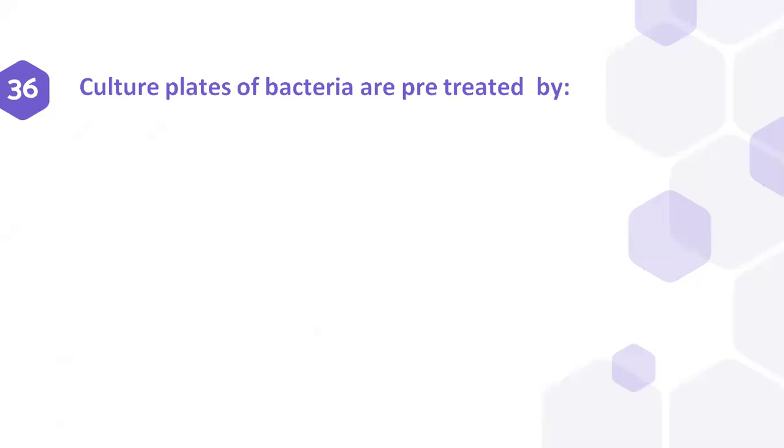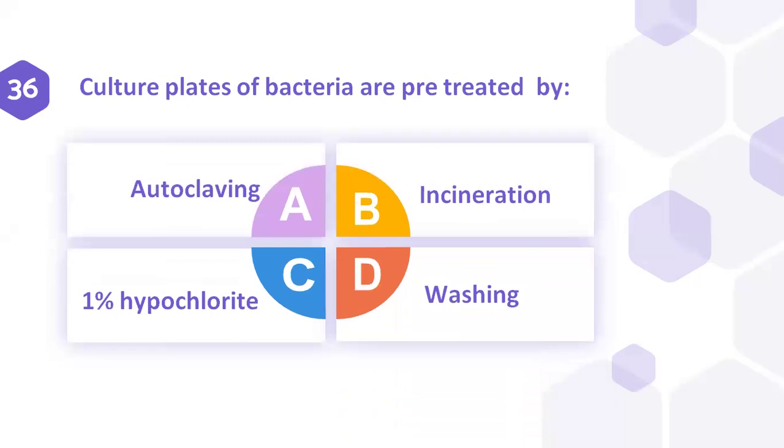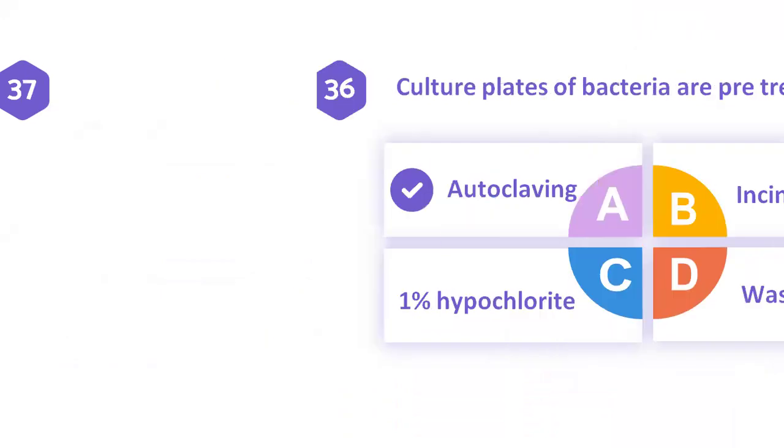Next question, culture plates of bacteria are pre-treated by option A, autoclaving, option B, incineration, option C, 1% hypochlorite, option D, washing. So how the culture plates are pre-treated, how the culture plates are freed from the microorganisms. That is done by autoclaving. The right answer is option A, autoclaving.